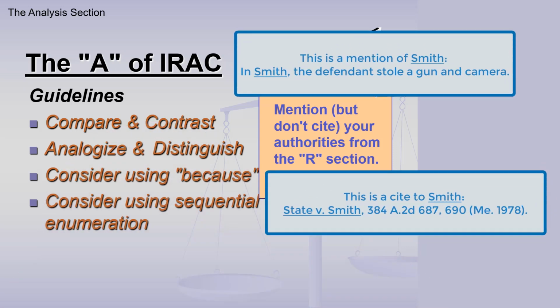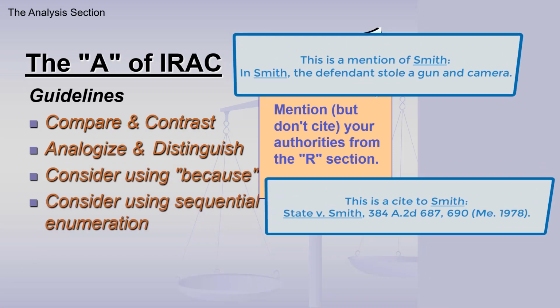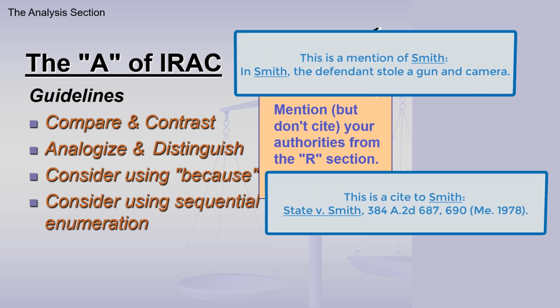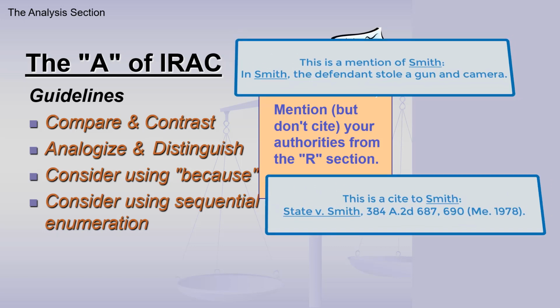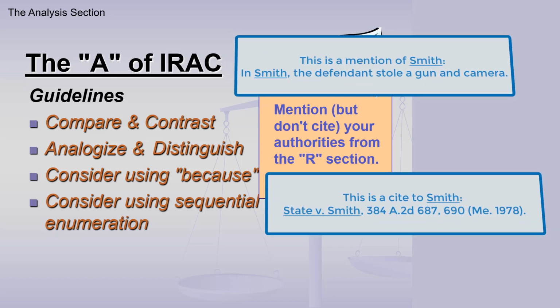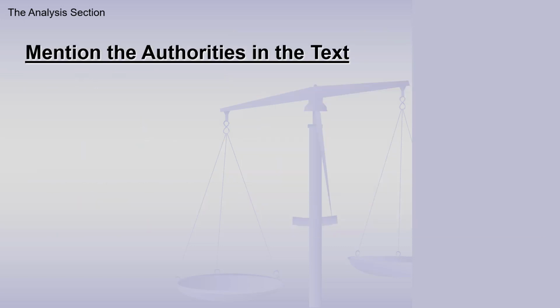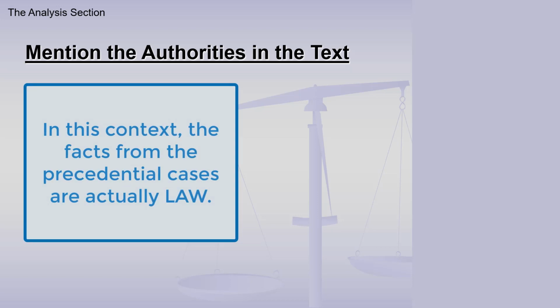I realize this idea of mentioning but not citing authorities could be unclear at this point in the semester. After all, you're only a few weeks into law school and you haven't yet written a memorandum. So here are some examples. As a review, applying facts to law necessarily means you must have both facts and law in the A of IRAC. You want to avoid a fact dump. In other words, the A needs to be more than just the facts of your case. You need at least principles or rules of law, if not facts from precedential cases.